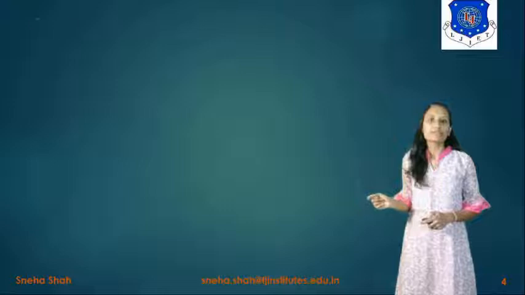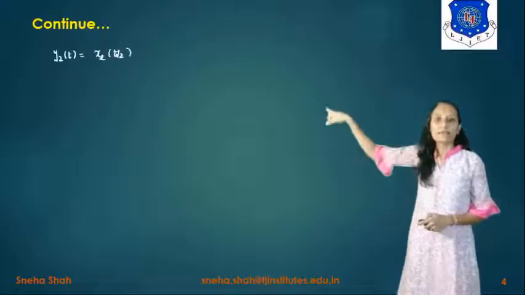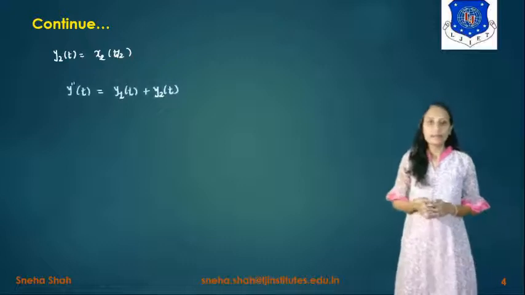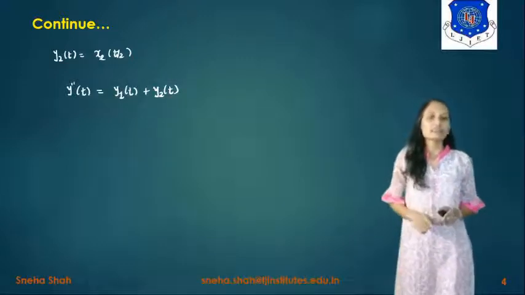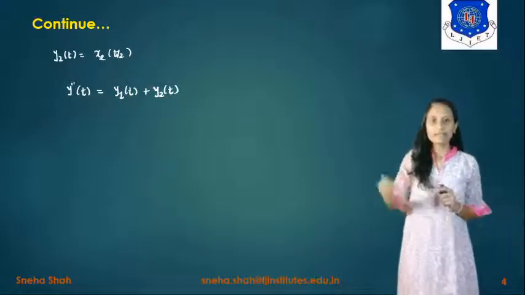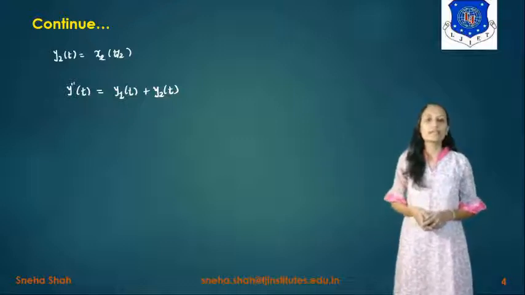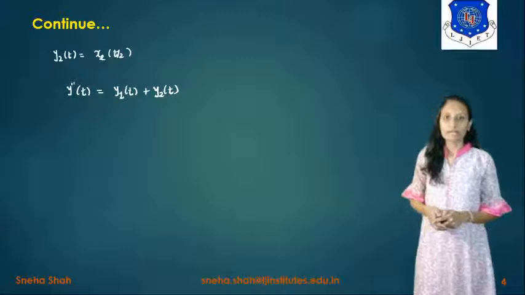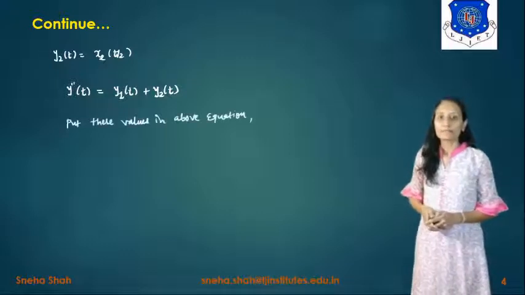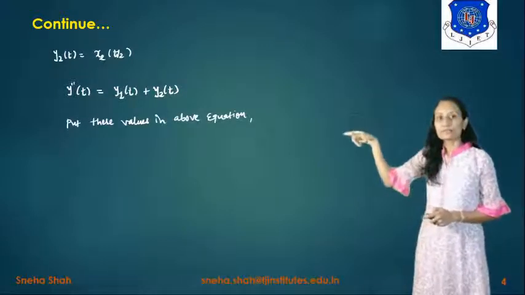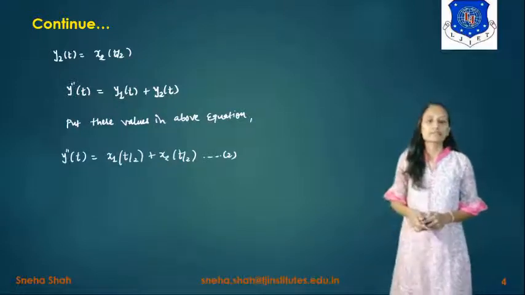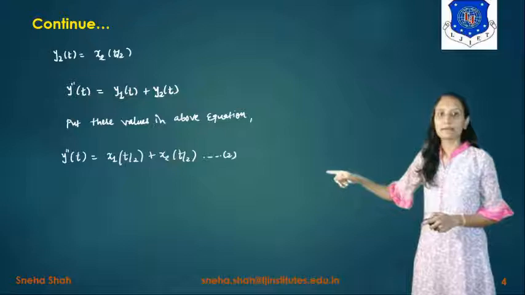Similarly, the value of y2 of t is y2 of t equals x2 of t by 2. Now, if we put the values of y1 of t and y2 of t into the equation y double dash of t equals y1 of t plus y2 of t, the term will be y double dash of t equals x1 of t by 2 plus x2 of t by 2.